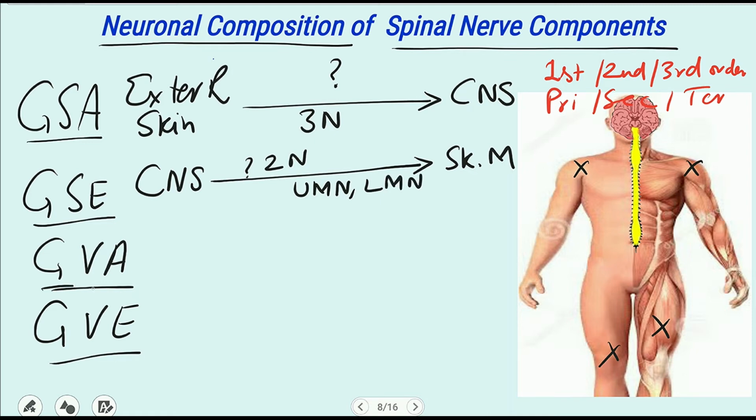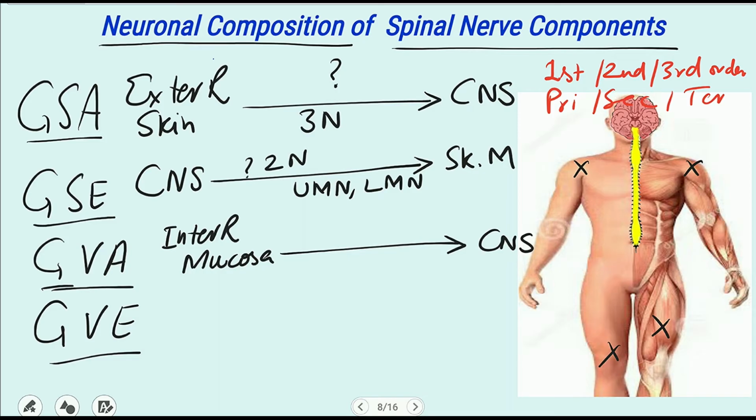Now the general visceral afferent component. For this function we have receptors, interior receptors mainly at the level of the mucosa, and from here the information will reach the destination, that is the central nervous system. For this function, how many neurons? The answer is 3 neurons, and these 3 neurons are named similar to the GSA, that is first order, second order and third order neuron.